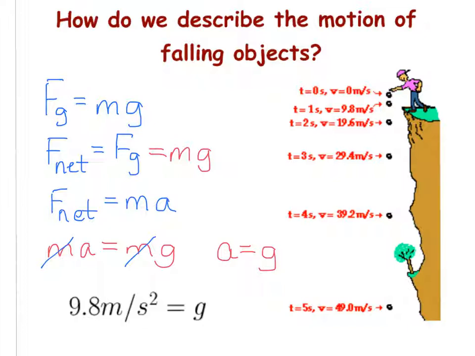We can also look at this motion, and here we have the ball at t equals 0 seconds. The velocity here is 0, just as he releases it. After a time of 1 second, the velocity of this ball is going to be 9.8 meters per second. After 2 seconds, it's 19.6. Here it is after 3, 4, and 5 seconds. You can see the ball is accelerating. It is gaining in velocity, and it is gaining in velocity at precisely 9.8 meters per second squared.